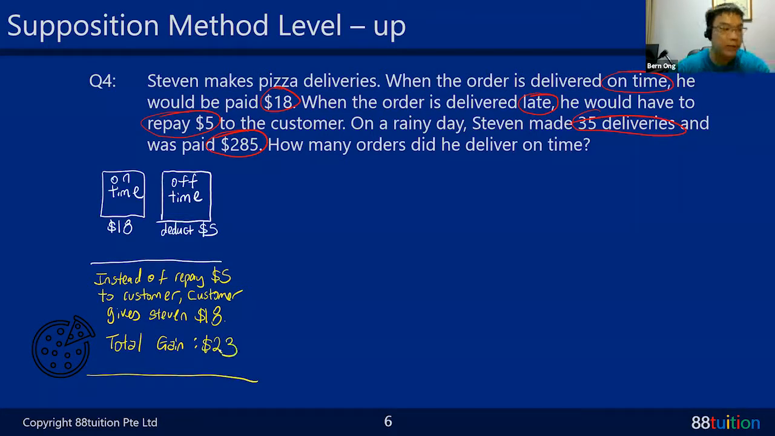So his total gain is actually 23. Can you see or not? He never lose his $5, but he still get 18. Wow, thank you. Can you see or not? So this type of question, you have to be careful. This is called supposition level up.